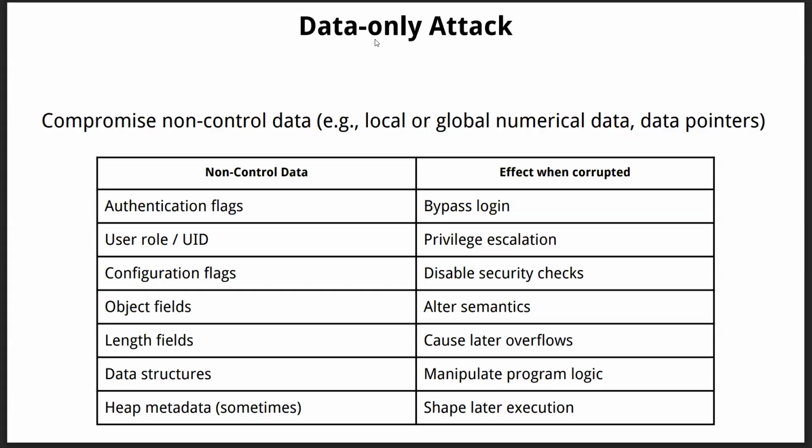Why are they powerful? Because the data you overwrite may be very important. They are security sensitive. The first one, j, that variable controls whether the program will print out the flag. So it's security sensitive. It could be like an authentication flag, whether this guy has already been authenticated. Right? It could be something like user ID.